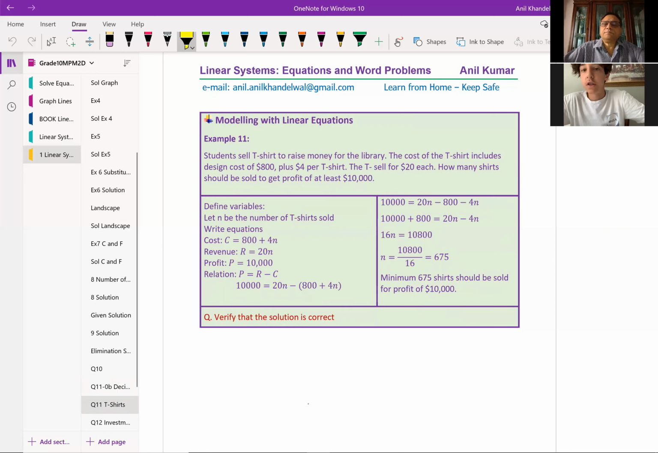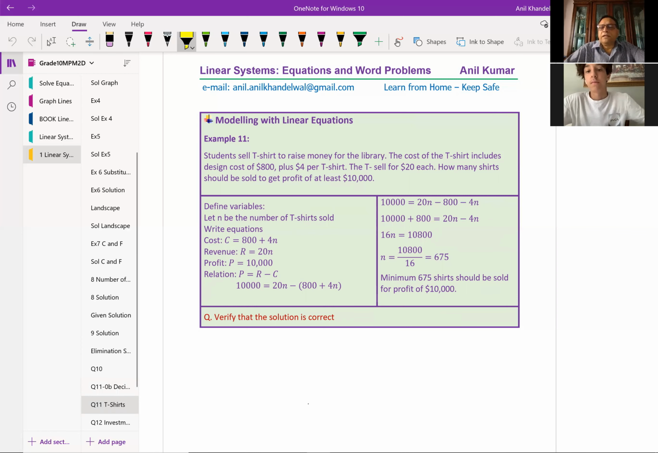The cost of the t-shirts includes a designer cost of $800 plus $4 per t-shirt. The t-shirt sells for $20. How many t-shirts could be sold to gain a profit of at least $10,000?